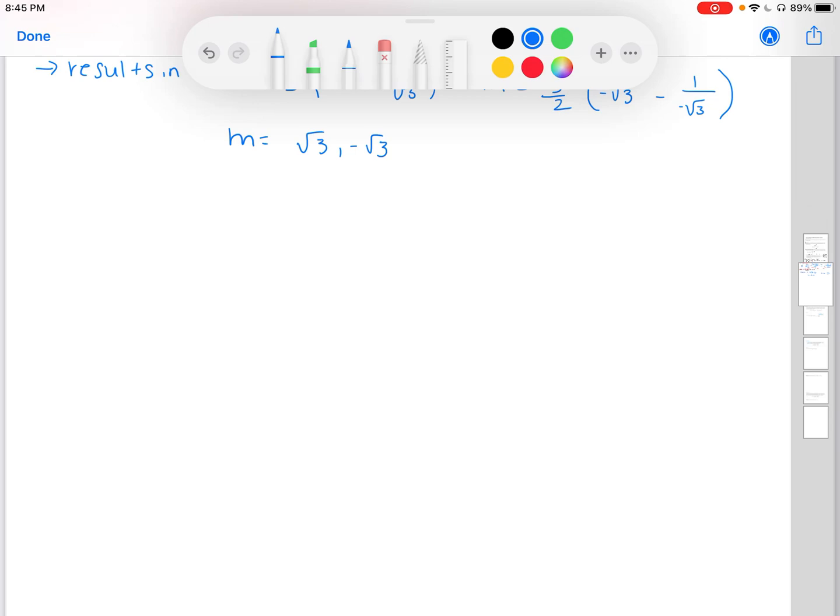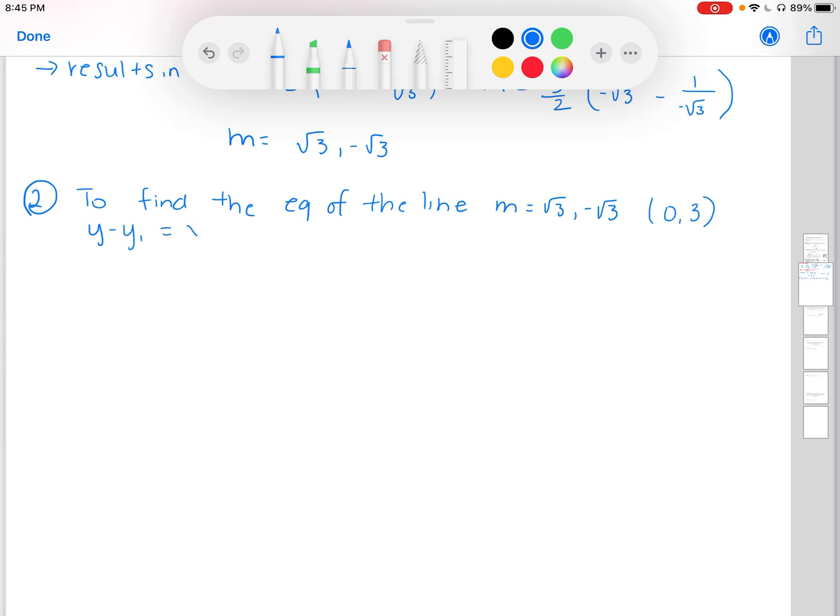So that's our slope. Now second, to find the equation of our tangent line, we need to go ahead and use our slope and our point. We're going to use our slope of square root of 3 and also negative square root of 3 along with our point 0, 3. So we use our point slope formula: y minus y1 is equal to m times x minus x1. I wrote x when I meant to write m.